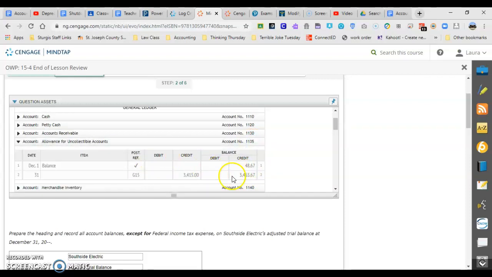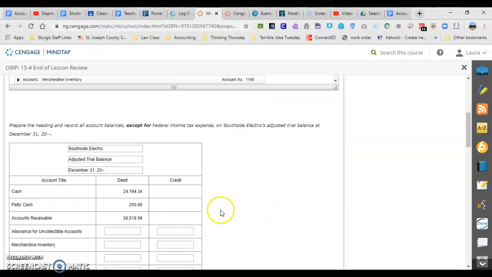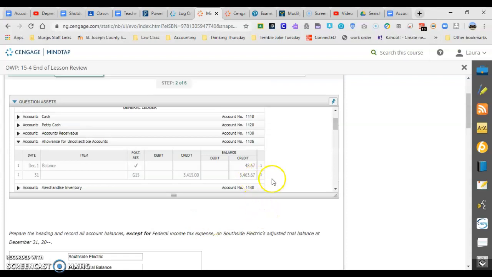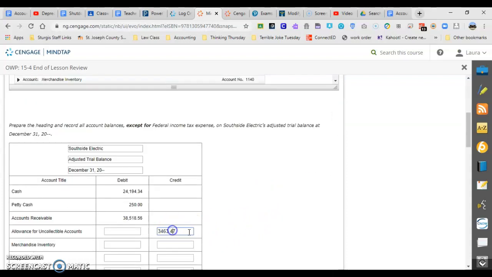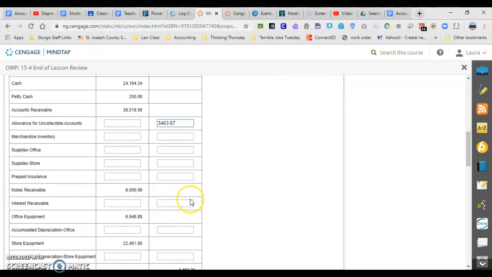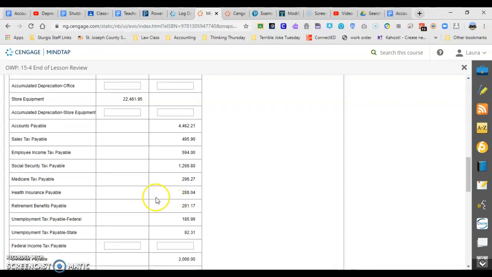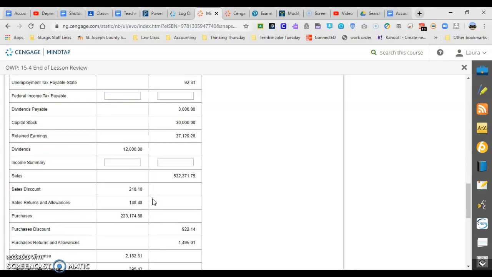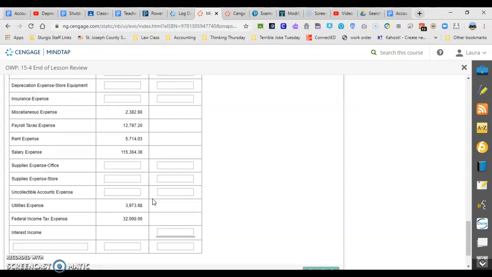So the balance of allowance for uncollectible accounts is $3,463.67. So you'll put that, and then you'll go to the next one. Actually, it was 67, but you get the idea. So list your balance in all these accounts except for when you get to federal income tax expense.